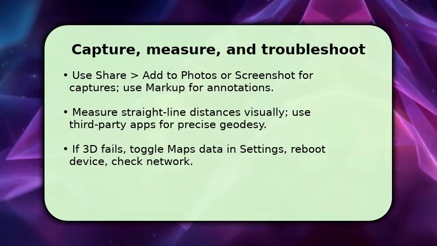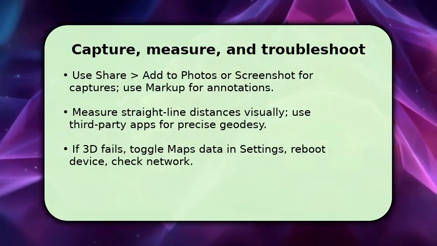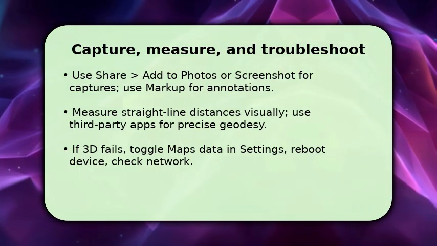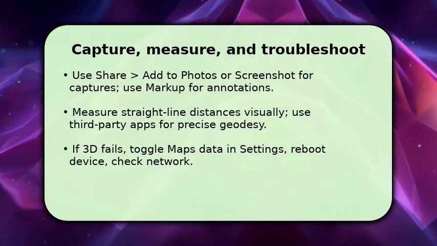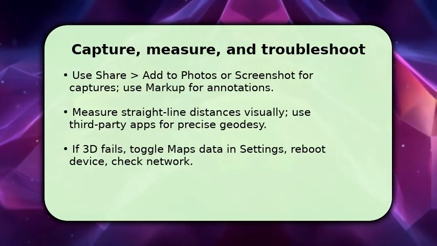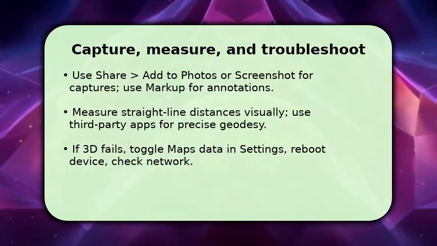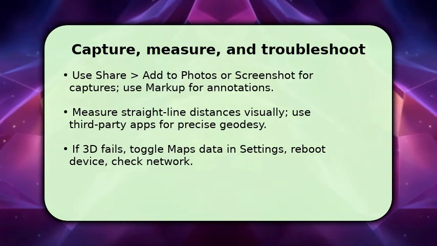If the 3D layer stutters or disappears, toggle Maps data in settings, reboot the device, and verify network connectivity. This fixes most issues. If problems persist, sign out of iCloud and sign back in to refresh map data.